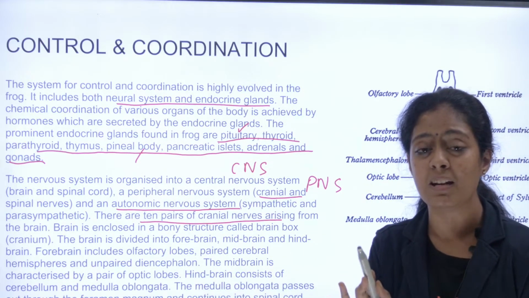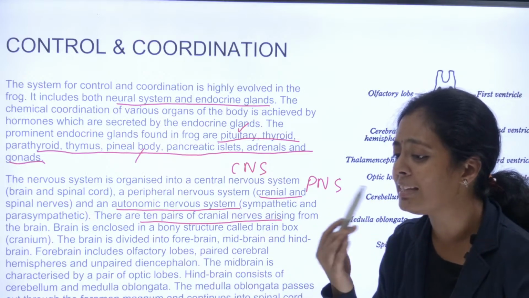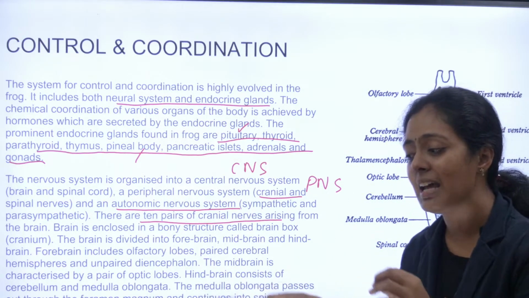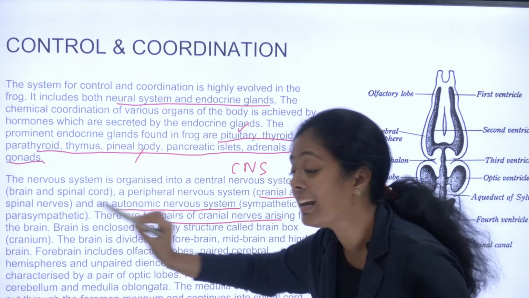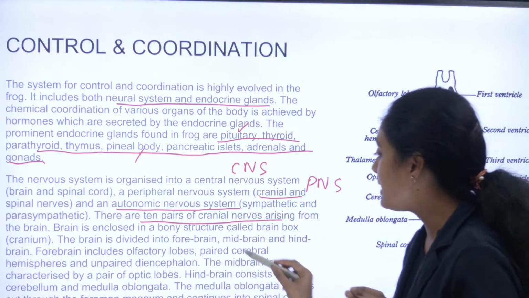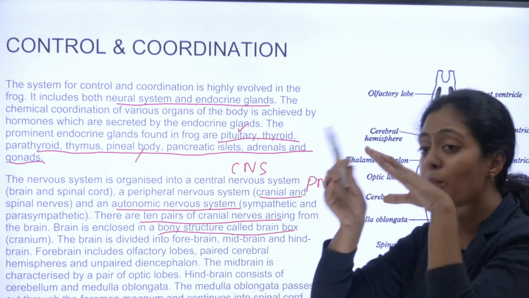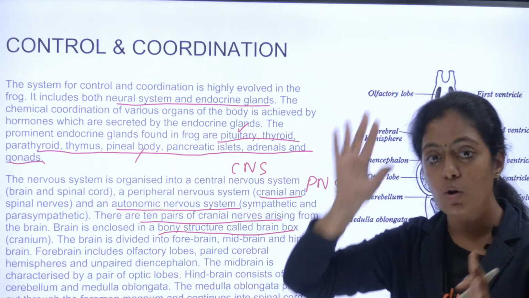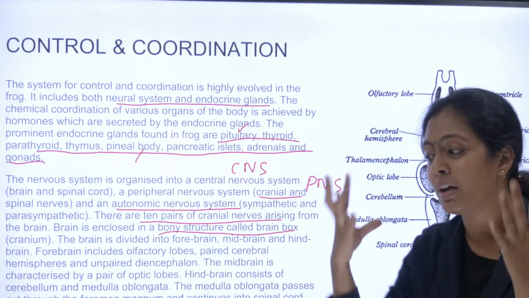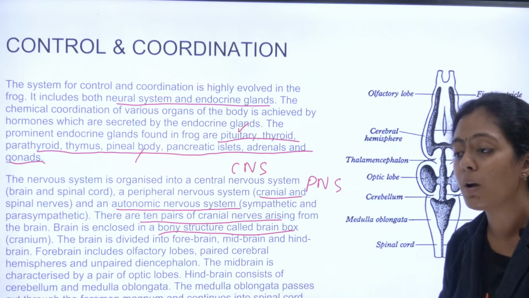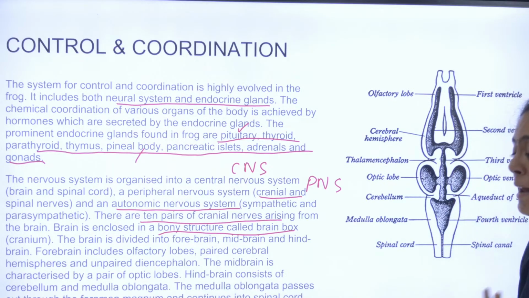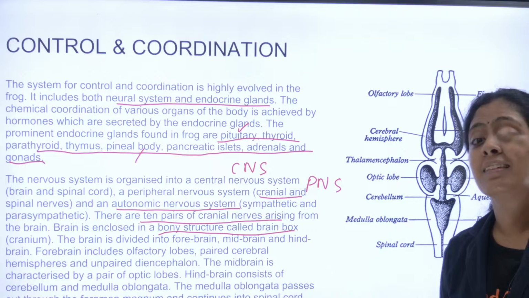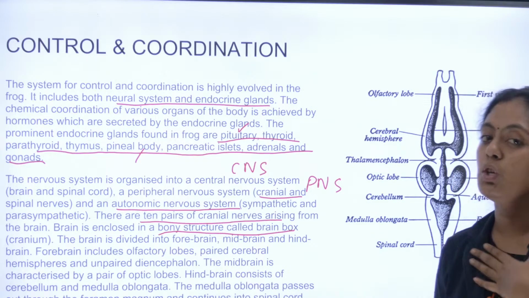How many pairs of cranial nerves are there? 10. How many cranial nerves are there in human beings? Can anyone tell? And they arise from the brain. Okay, and you can see the brain is enclosed in a bony structure. Just like we have a cranium, the frog also has a cranium. And in human beings, 12 pairs of cranial nerves and 31 pairs of spinal nerves.